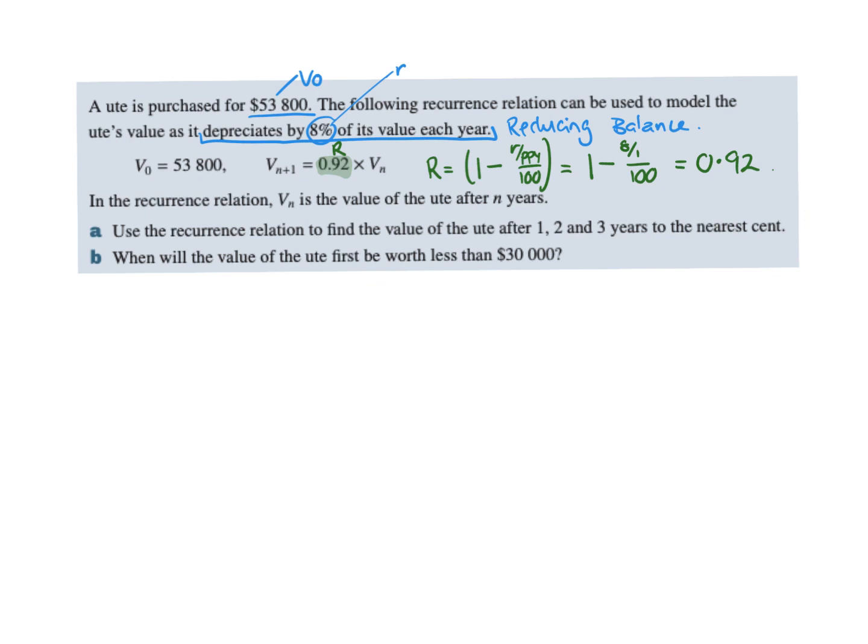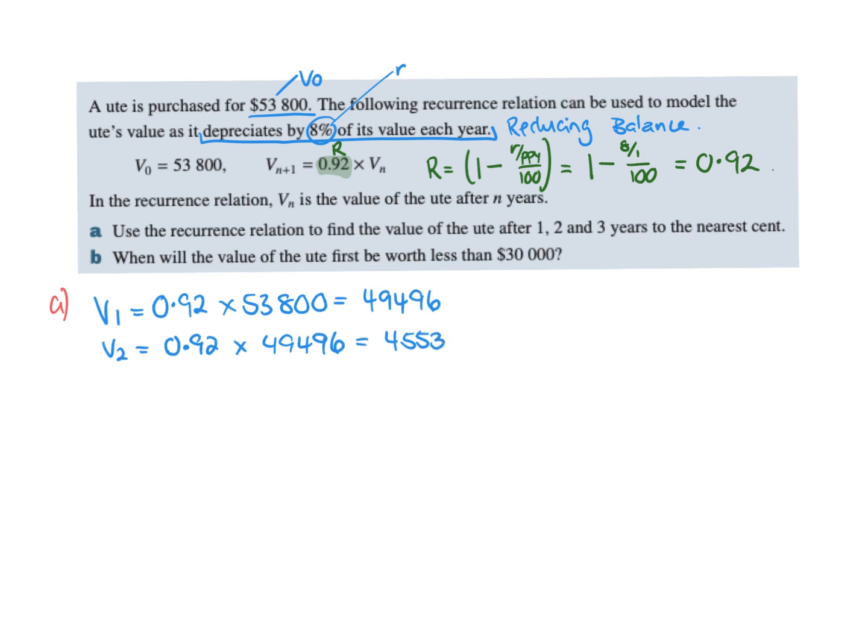Okay, so once again, we've got to use the recurrence relation to find the value of the ute after 1, 2, 3 years. So once again, making sure we write V1 equals the R value, which is 0.92, times the one before, which was originally 53,800, and we get our answer. So this is similar to the one before, but V2 equals 0.92 times the one before. So you must be writing all of this out to be getting your mark.